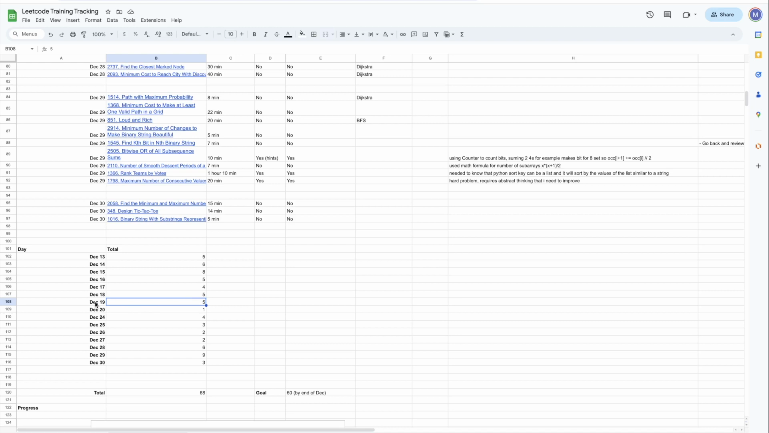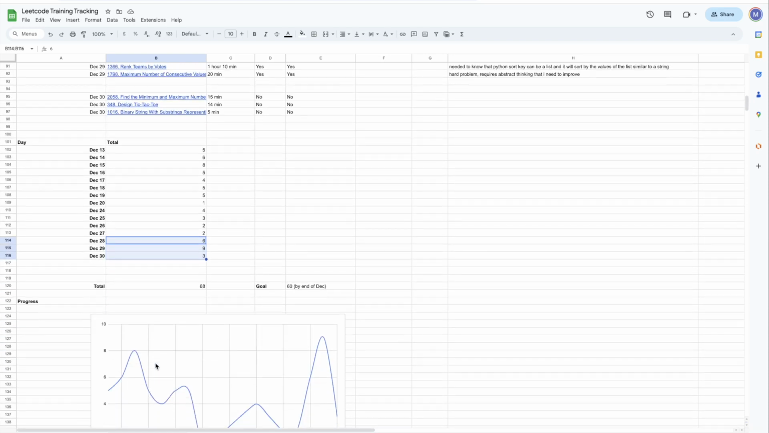But essentially for December 1st, I was able to solve 5 and then 6, 8, 5. So for the first 6 days, it was between 4 to 8. That was the number of problems I was able to solve daily. These were all medium, by the way. And then December 20, I wasn't quite productive, December 26 and 27, but I was able to catch up towards the end of the year. I was pretty happy about that.